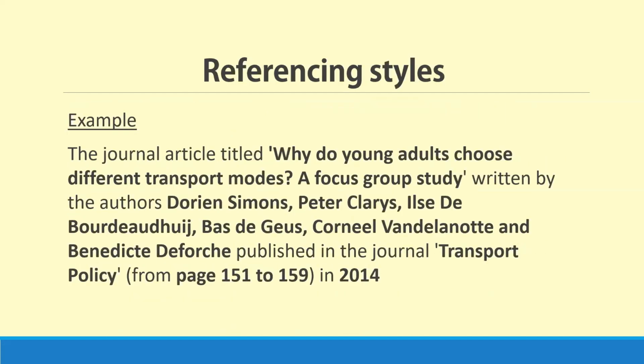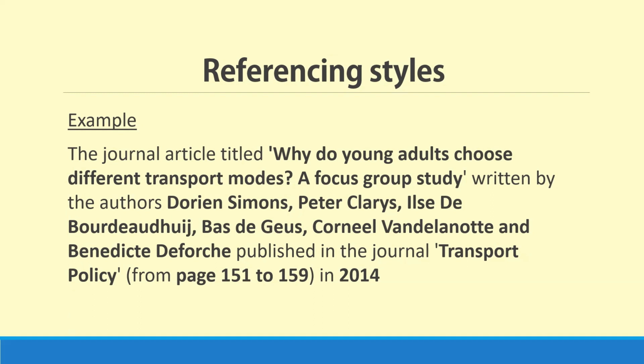Right? So let's look at an example. If I'm taking this journal article with the title, "Why do young adults choose different transport modes? A focused group study." So this is the title of the paper. And it is written by a couple of authors, not just one author. And it has been published in the journal Transport Policy. And this particular paper is available from page 151 to 159. And the year this has been published is 2014.